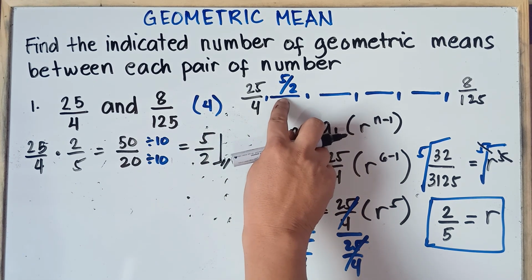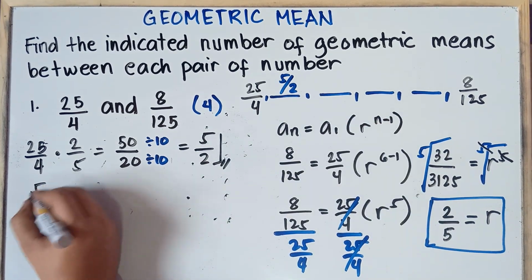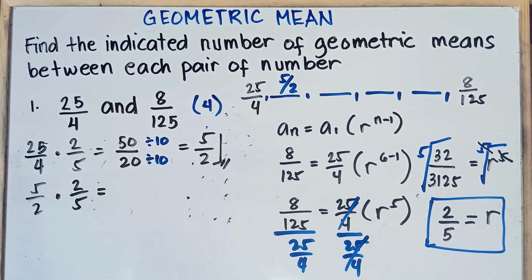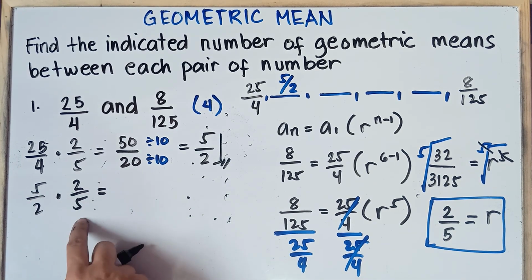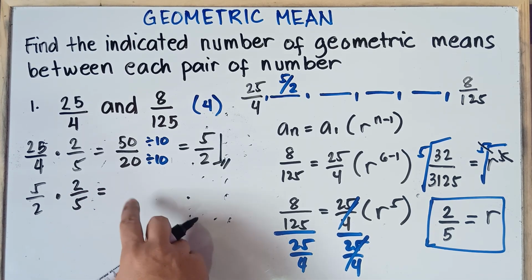Alright, let's find the third term. The second term times the common ratio would be our third term. So 5 over 2 times the common ratio, 2 over 5. Actually, we can cancel this out. 5 and 5, we can cancel out. 2 and 2, we can cancel out. Therefore, the answer is 1.